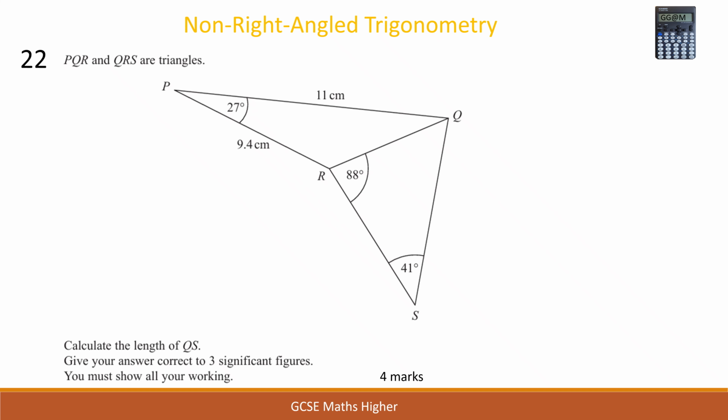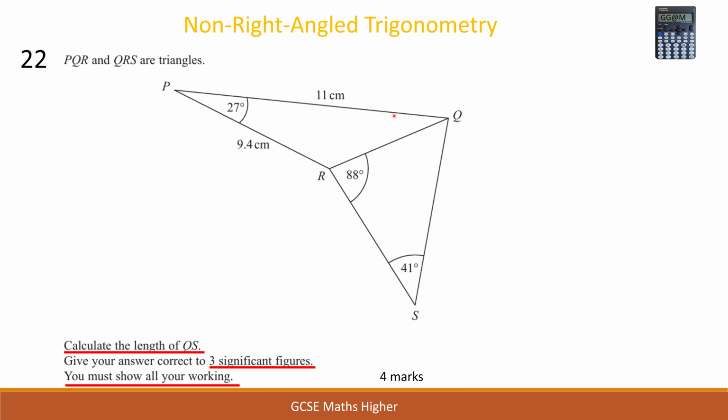Fantastic work. So keywords of the question, you've got to calculate the length Q to S. You've got to give your answer to 3 significant figures, which means 3 digits that are not 0, and you must show all your working out. So to do this, you have got 2 triangles. So you're going to be starting off with the furthest triangle from the distance you've got to work out. So you're going to be starting off with this triangle here, P to Q to R.